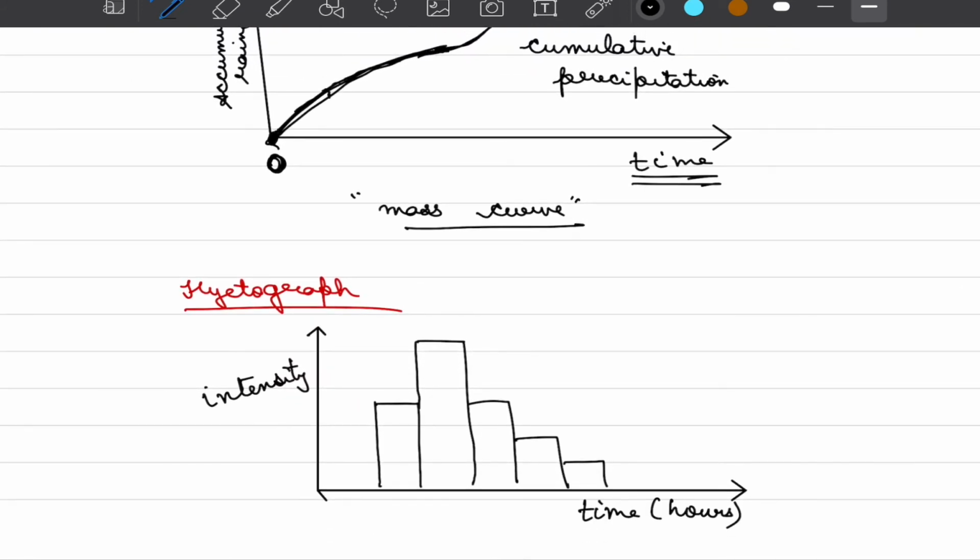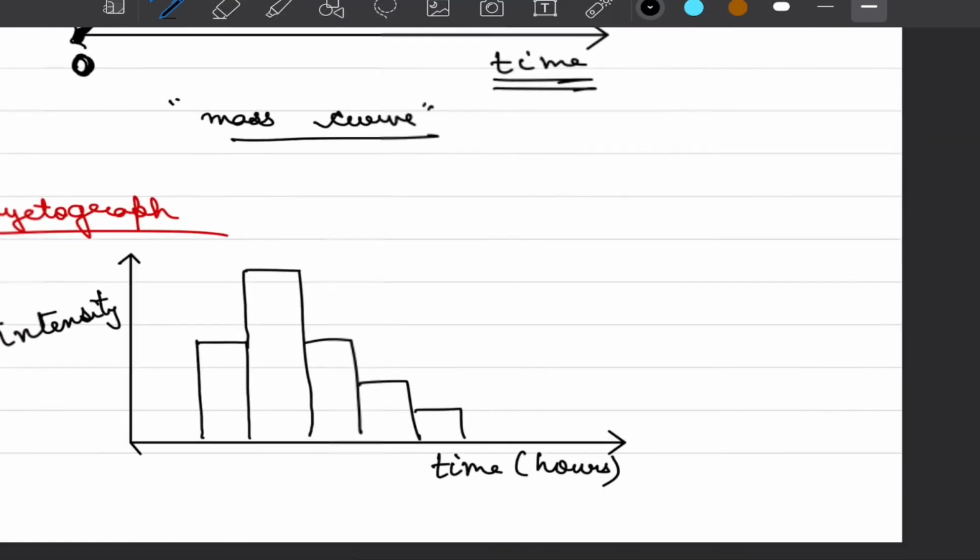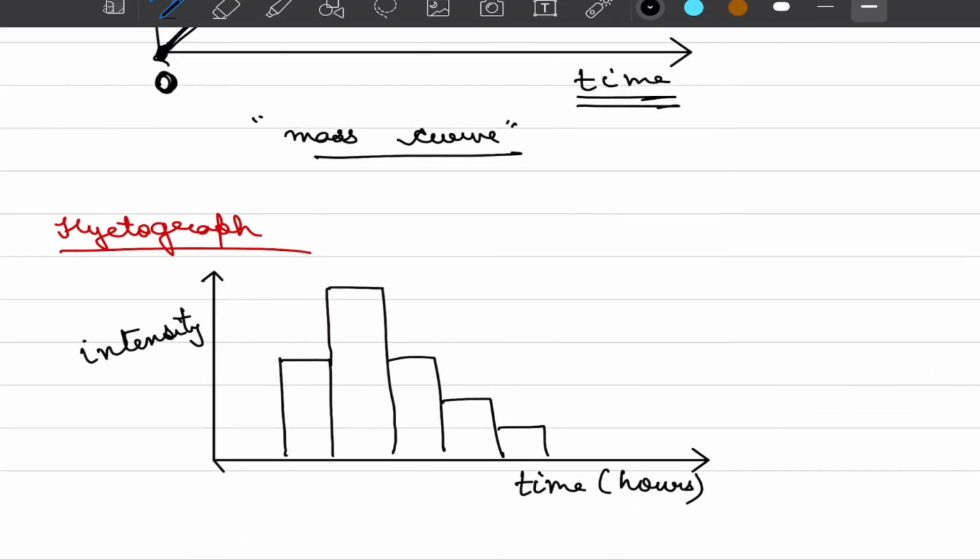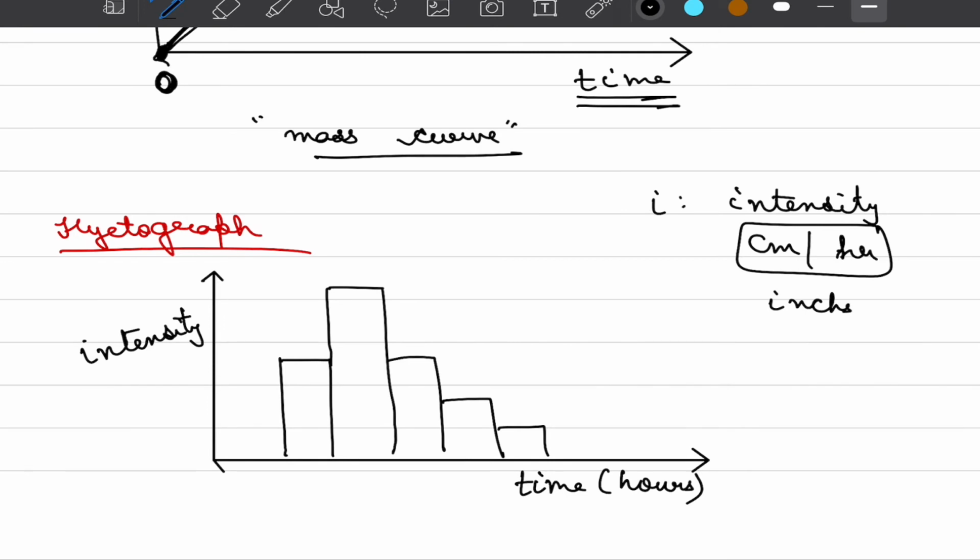Then the second important curve, or graph, that we deal with in representing precipitation is called a hyetograph. Most of the time we will express precipitation as intensity, and intensity is always measured as depth per unit time, and typically it's centimeter per hour or inches per day.